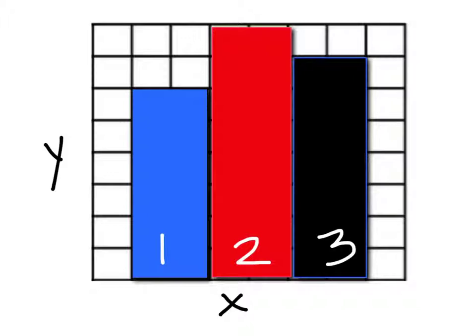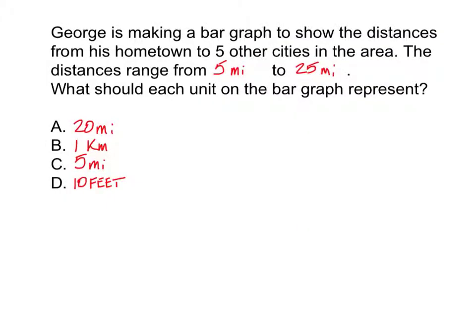But there's nothing that says you have to make it 1, 2, 3, 4, 5. If you're making the graph, you can do them by 10, 20, 30, and so on. It's whatever you want to make it if you're making the graph. So George is making a bar graph. So he'll have a graph that looks like this.